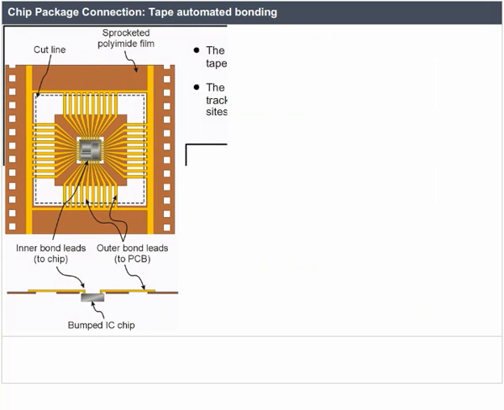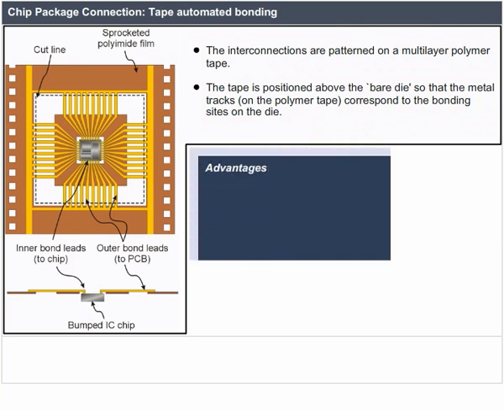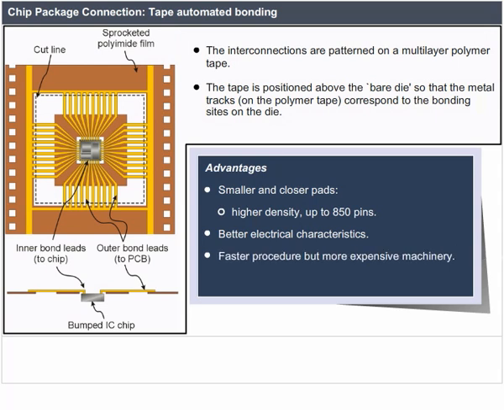Chip package connection. Tape automated bonding. The interconnections are patterned on a multi-layer polymer tape. The tape is positioned above the bare die so that the metal tracks on the polymer tape correspond to the bonding sites on the die. Advantages: smaller and closer pads, high density up to 850 pins, better electrical characteristics, faster procedure but more expensive machinery.